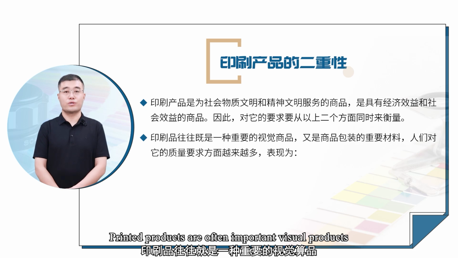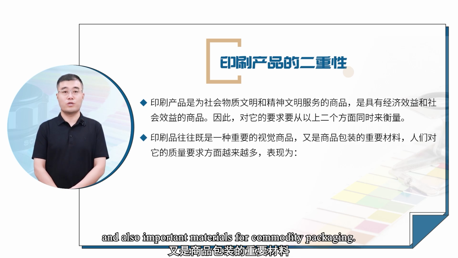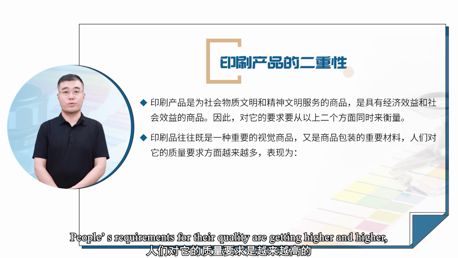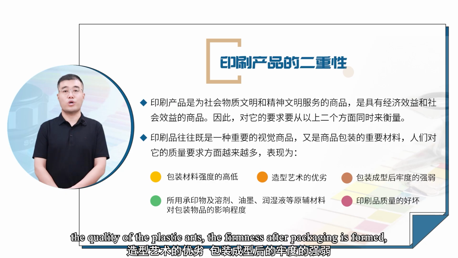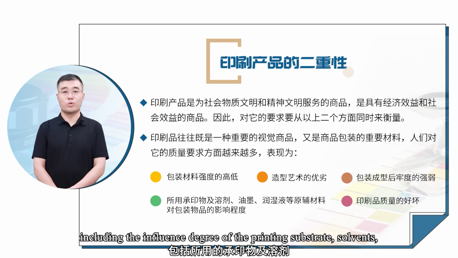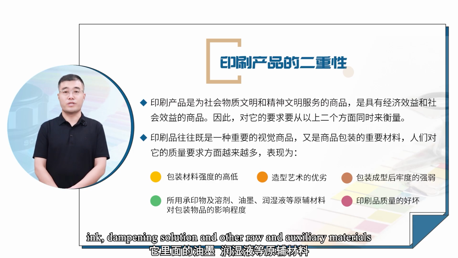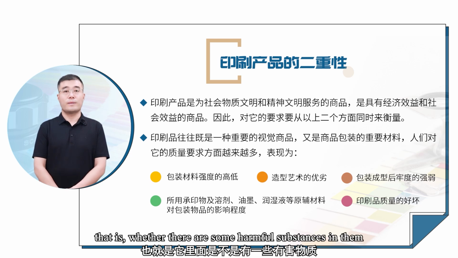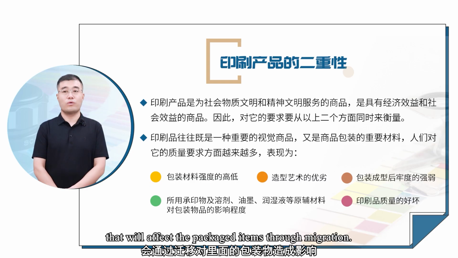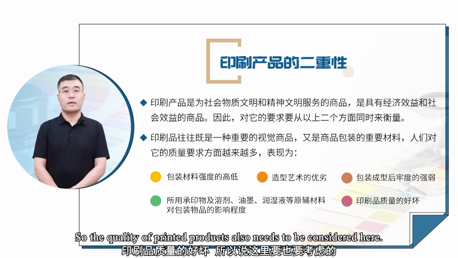Printed products are often important visual products, and also important materials for commodity packaging. People's requirements for their quality are getting higher and higher, mainly manifested in the strength of the packaging materials, the quality of the plastic arts, the firmness after packaging is formed, including the influence degree of the printing substrate, solvents, ink, dampening solution, and other raw and auxiliary materials used on the packaged items. That is, whether there are some harmful substances in them that will affect the packaged items through migration. So the quality of printed products also needs to be considered here.